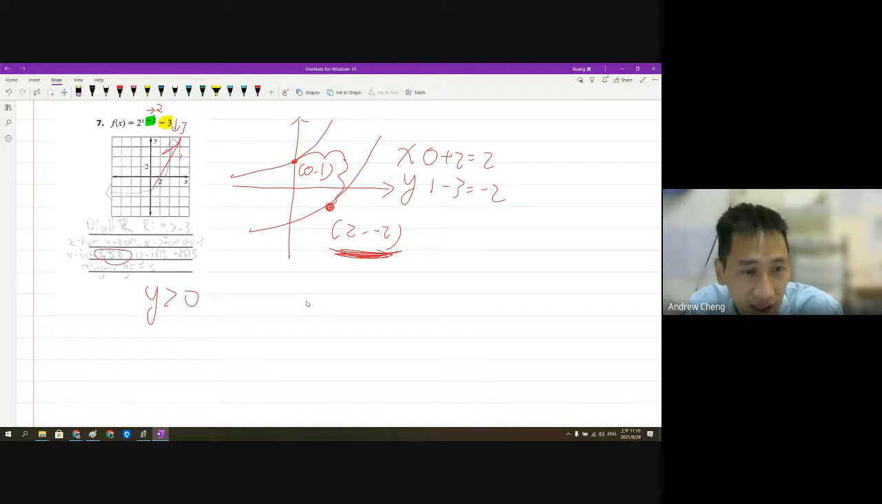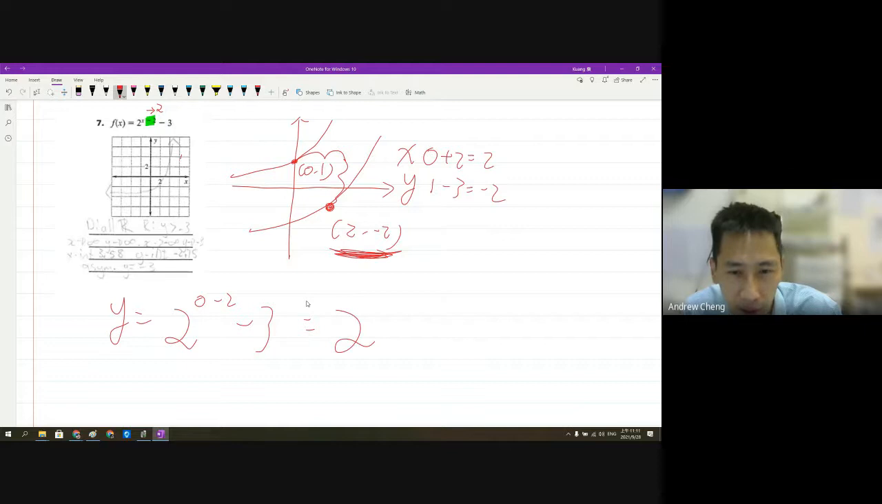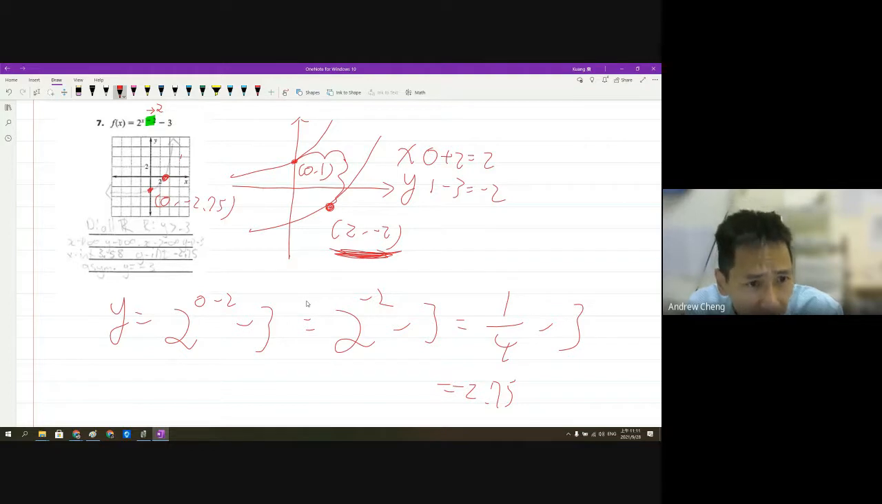For the y-intercept, you plug in x equals 0. Your y-coordinate equals 2 to the power 0 minus 2, minus 3, so that is 2 to the -2 minus 3, which is a quarter minus 3, which is -2.75. So this point is (0, -2.75), the y-intercept. And you plug in y equals 0 to find the x-intercept. Okay, that's it.